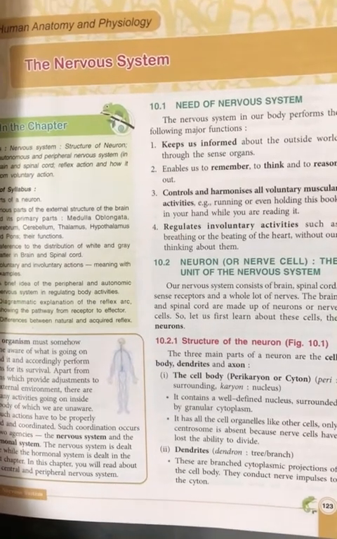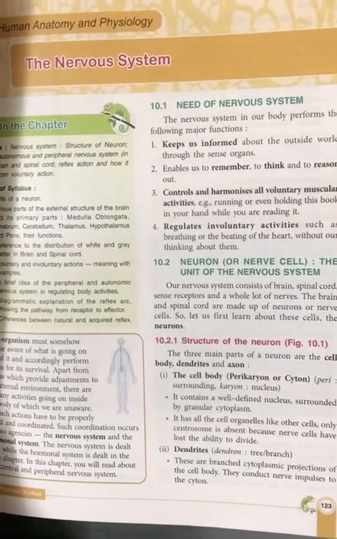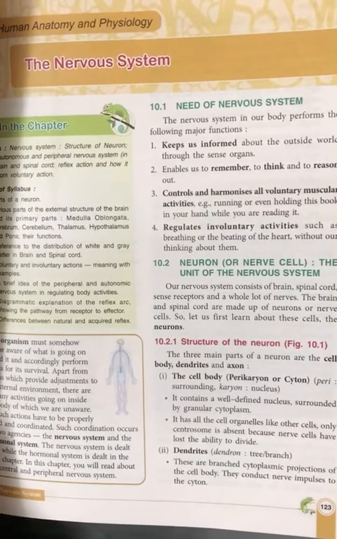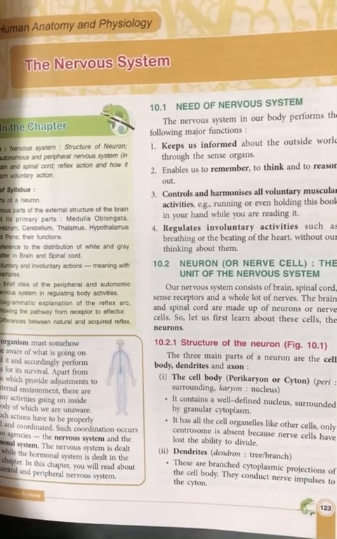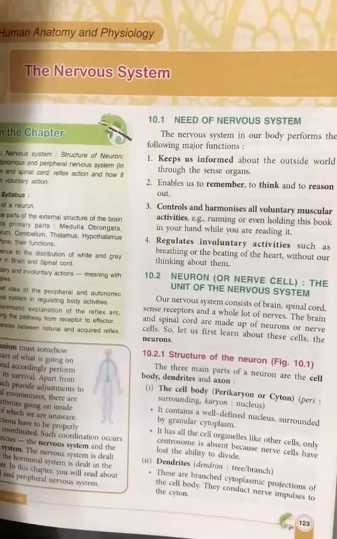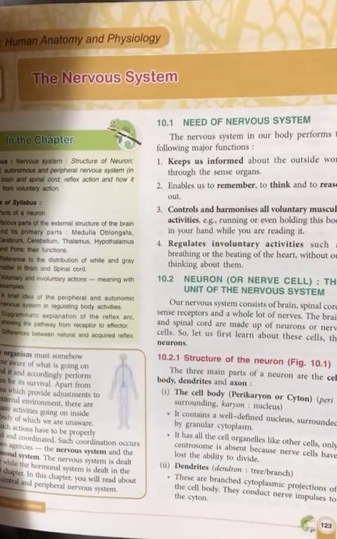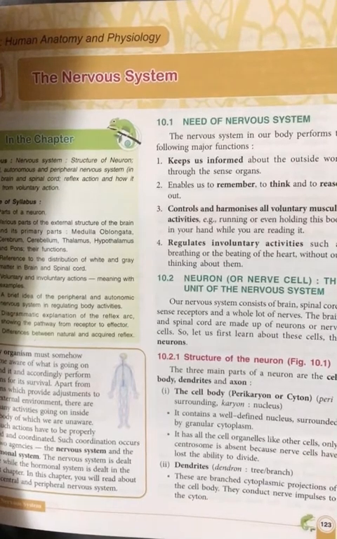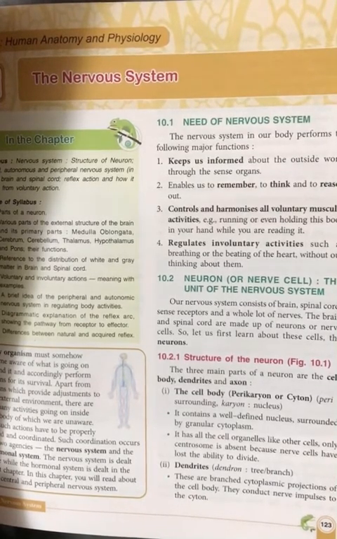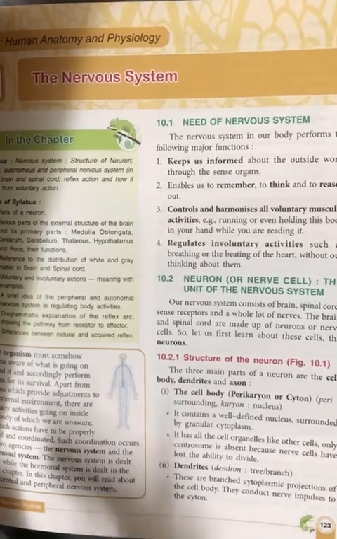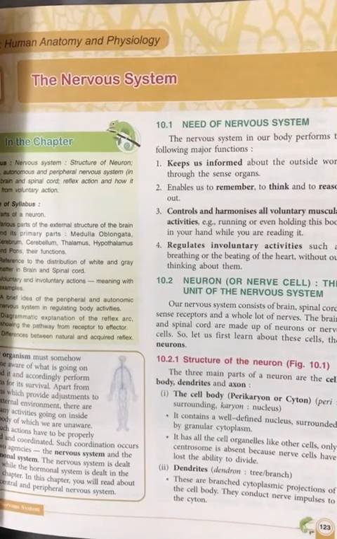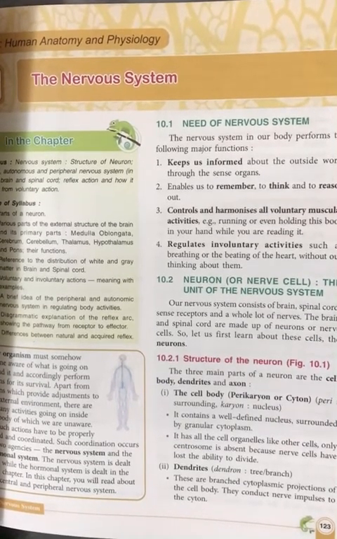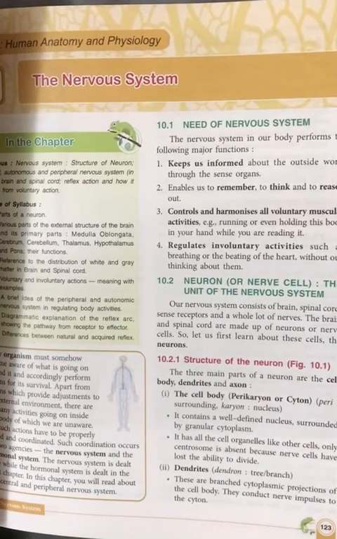So we are well informed about the surroundings, what is going on, by the nervous system with the help of sense organs. Second, nervous system enables us to remember, to think and to reason out. And nervous system controls and harmonizes all voluntary muscular activities. So all the voluntary muscular activities are controlled by the nervous system, like running or even holding the book in your hand while you are reading.